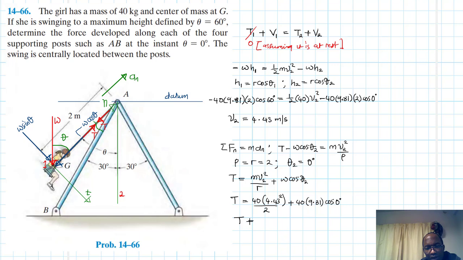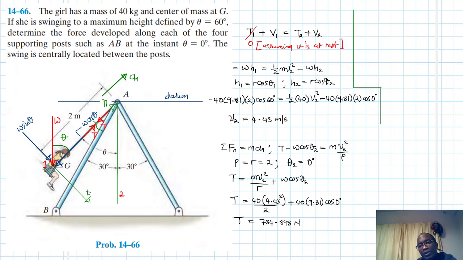Therefore, our T is just equal to 40 times 4.43 squared divided by 2 plus 40 by 9.81 cos 0. Right. So our tension just becomes 784.898 newtons. So this is our tension in our pole.